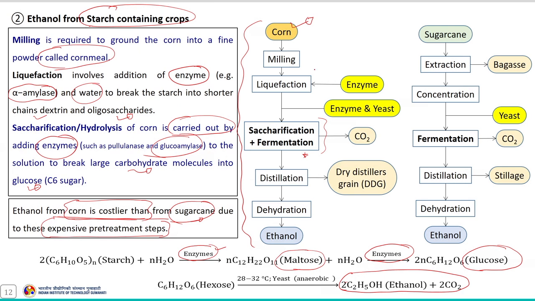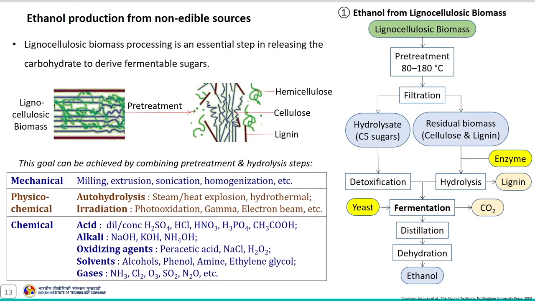If you compare these two process flow charts, in the case of sugar cane only yeast is used for the fermentation process here, while in the case of corn two different types of enzymes are used during the pretreatment stage to release fermentable sugar. As a result, the ethanol from corn becomes costlier than sugar cane.